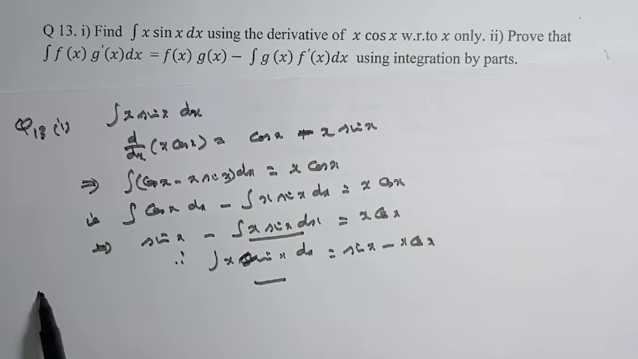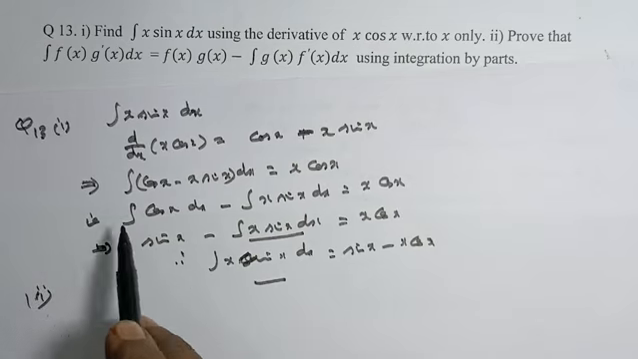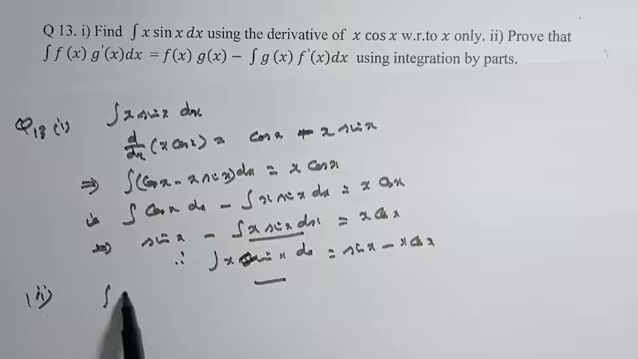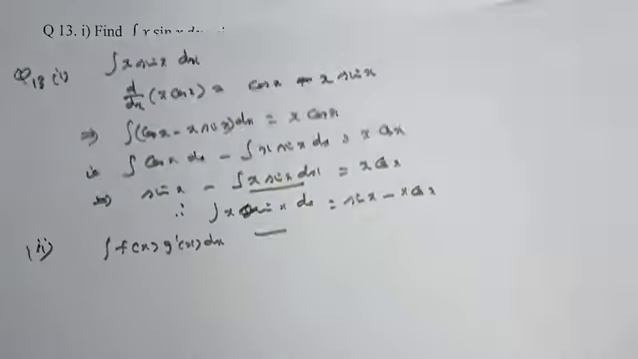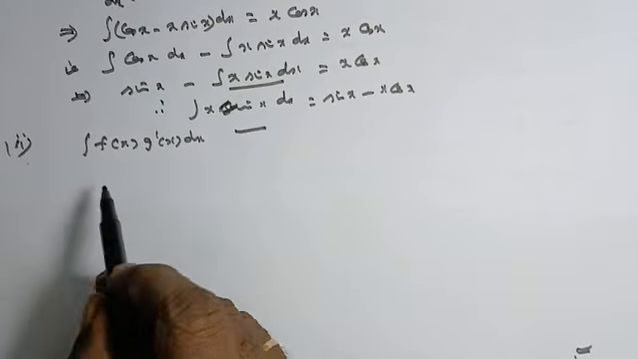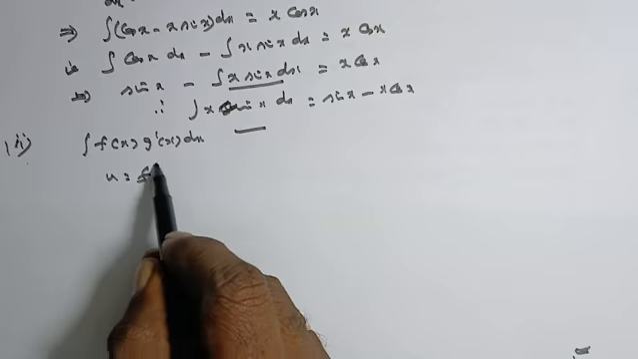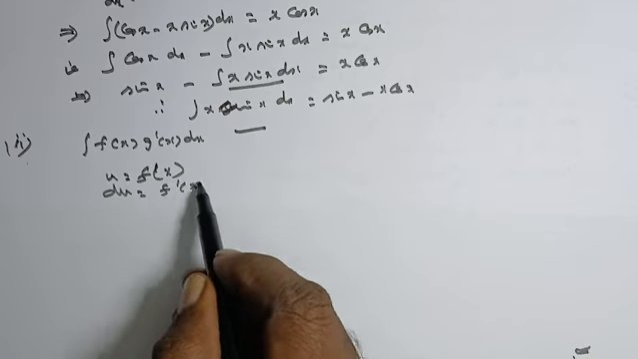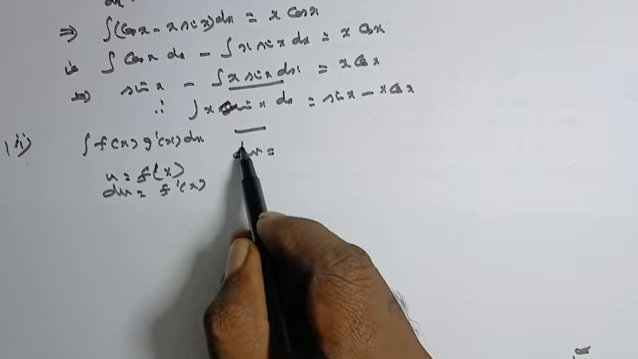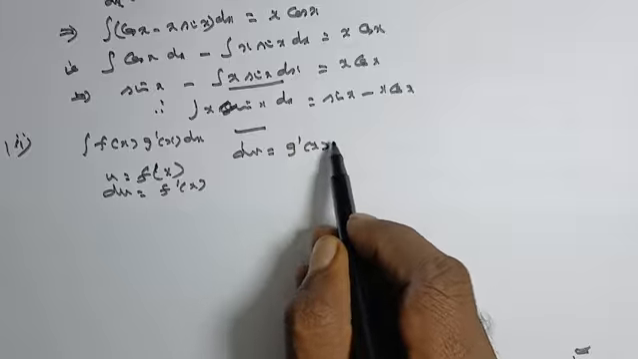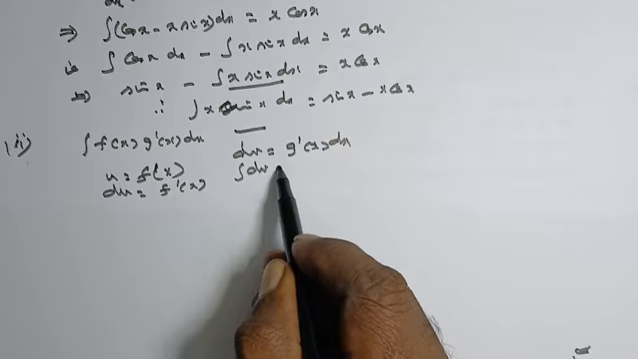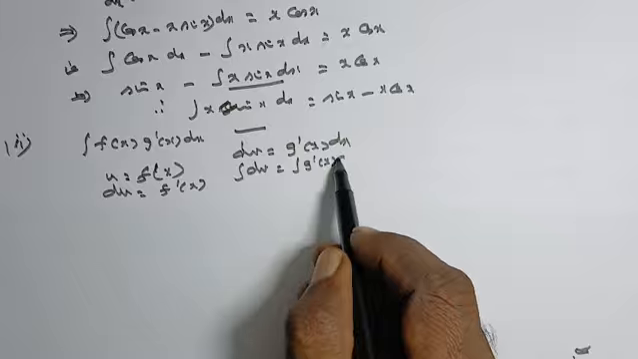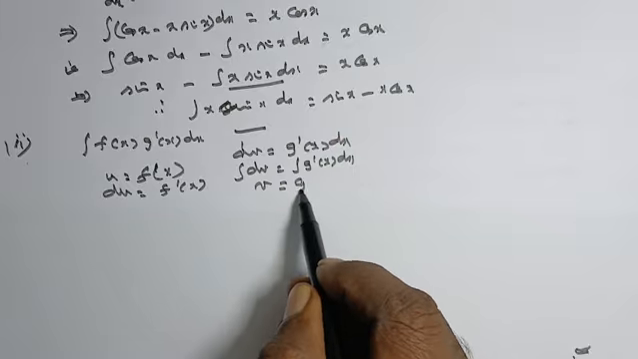Prove that integral f of x into g dash of x dx equals this one, by using integration by parts. Now you take u equal to f of x, then du equal to f dash of x dx, and dv equal to g dash of x dx. Therefore, integral dv equal to integral g dash of x dx, that is v equal to g of x.